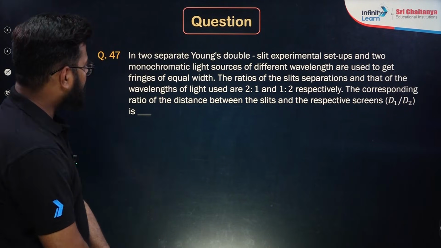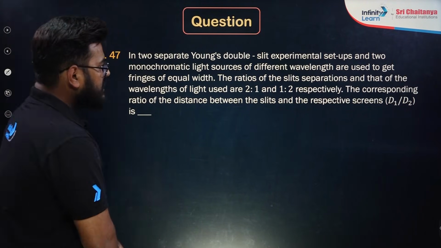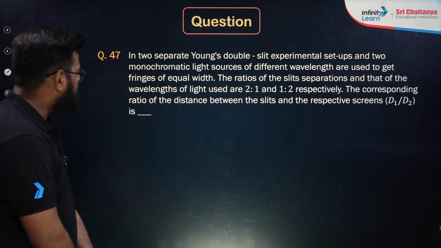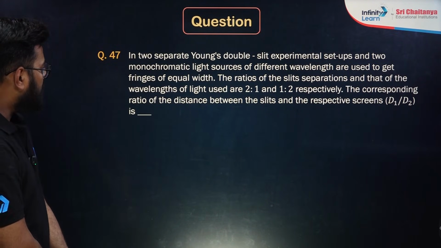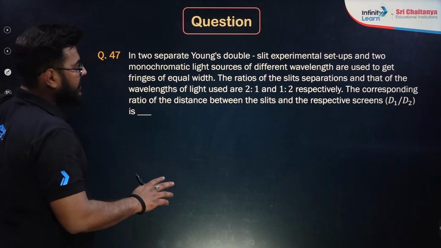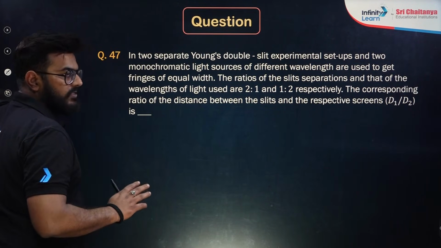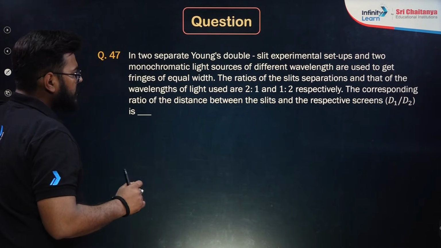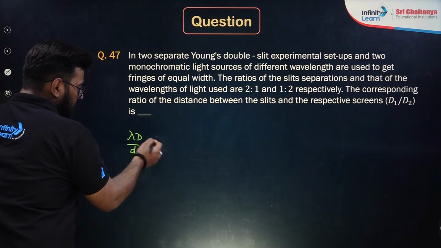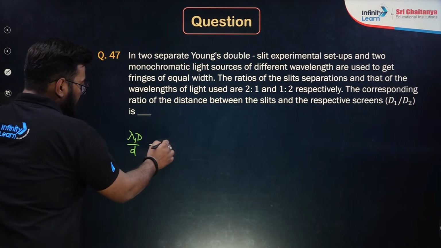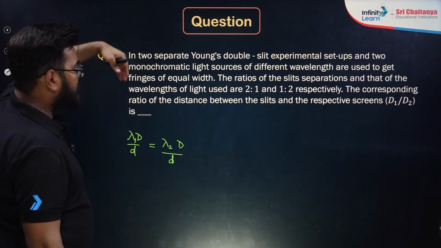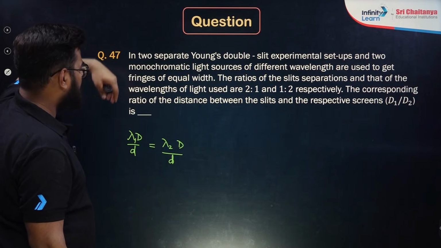In two separate Young's double-slit experimental setups, two monochromatic light sources of different wavelength are used to get fringes of equal width. The ratio of the slits separation and that of wavelength of light used are 2:1 and 1:2. The corresponding ratio of distance between the slits and respective screens is. Now see what they are saying, there are two YDSE setups and the monochromatic light sources of different wavelength are there. Used to get fringes of equal width. So fringe width is same. So lambda capital D upon small d is same for both of them, wherein lambda 1 and lambda 2 are different.